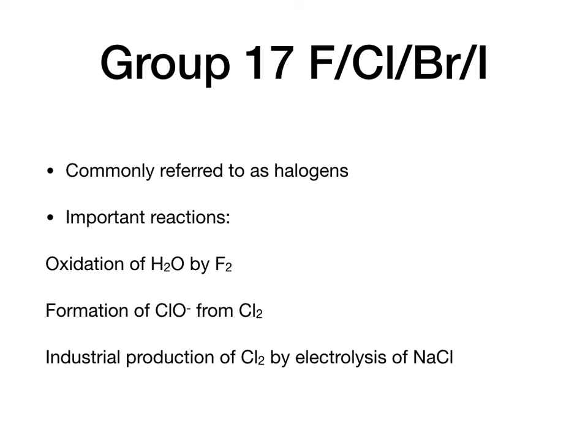The second reaction concerns the formation of hypochlorite, ClO-, from chlorine. This is the reaction between chlorine and sodium hydroxide that produces sodium chloride and sodium hypochlorite. Sodium hypochlorite is basically bleach.